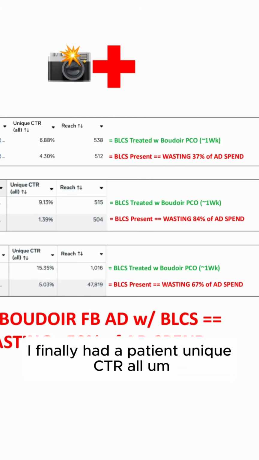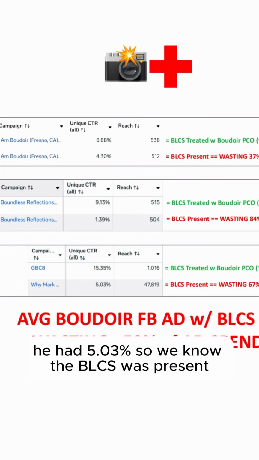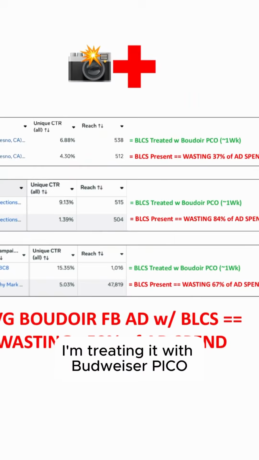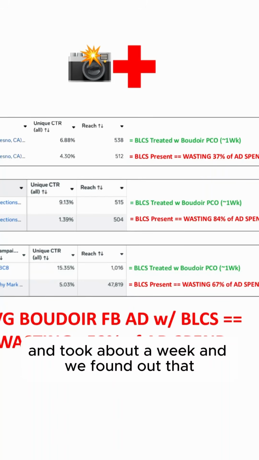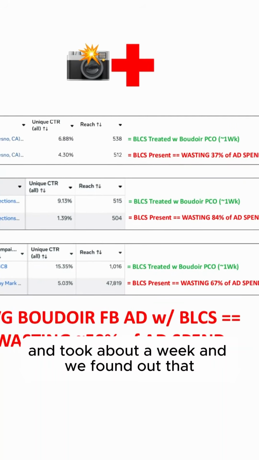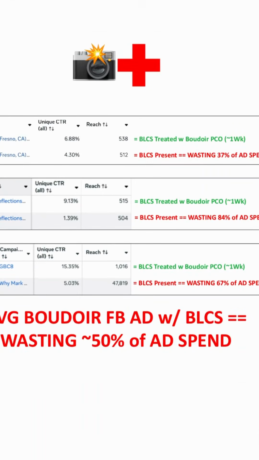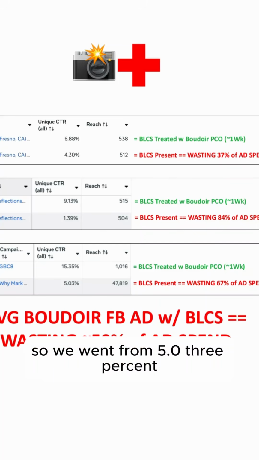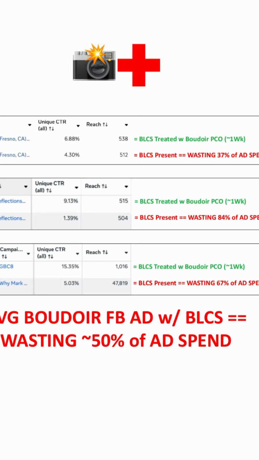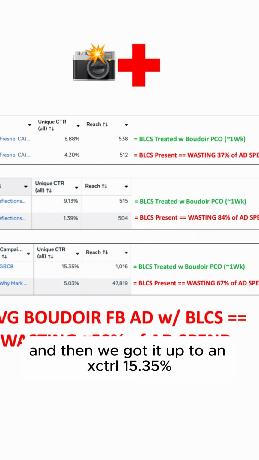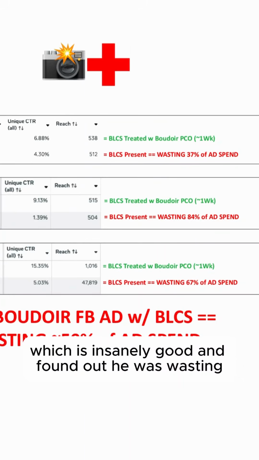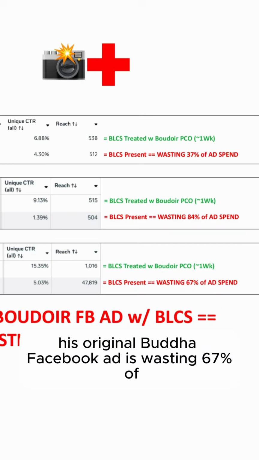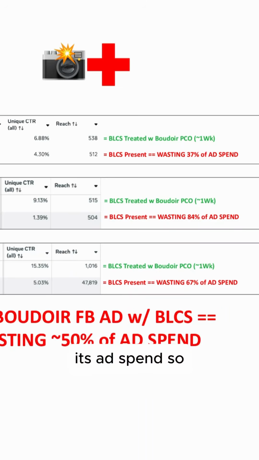And finally, we had a patient with a unique CTR all of 5.03%, so we know that BLCS was present. We did a lot more work with this one, treating it with Boudoir Pico, and it took about a week. We went from 5.03% and got it up to a unique CTR all of 15.35%, which is insanely good. And we found out his original Boudoir Facebook ad was wasting 67% of its ad spend.